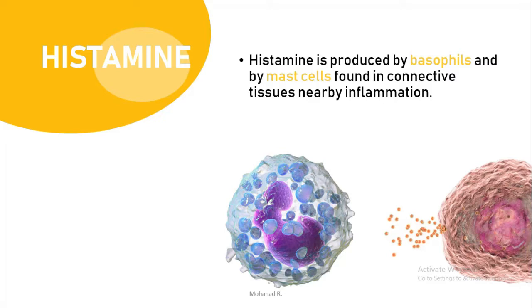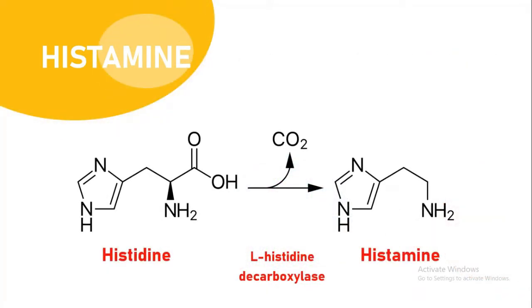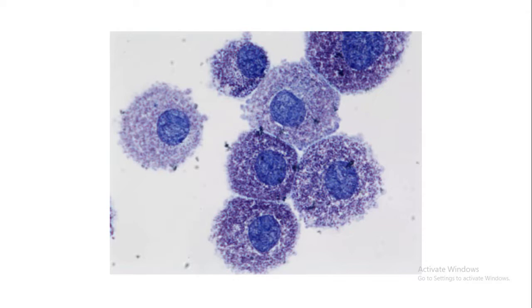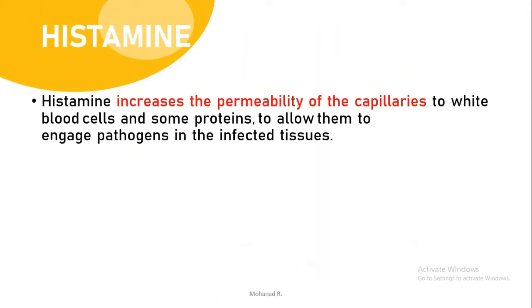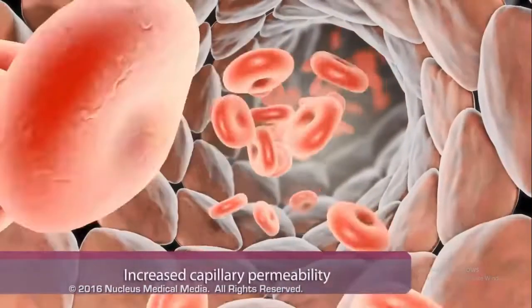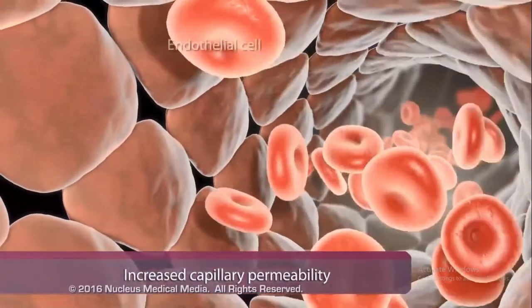Histamine is produced from the essential amino acid histidine by mast cells and basophils found in connective tissues near inflammation. Here is the reaction of decarboxylation of histidine, which produces histamine, and a microscopic photo of our pretty mast cells. The main function of histamine is increasing the permeability of the capillaries. Here is a blood vessel under the effect of histamine.